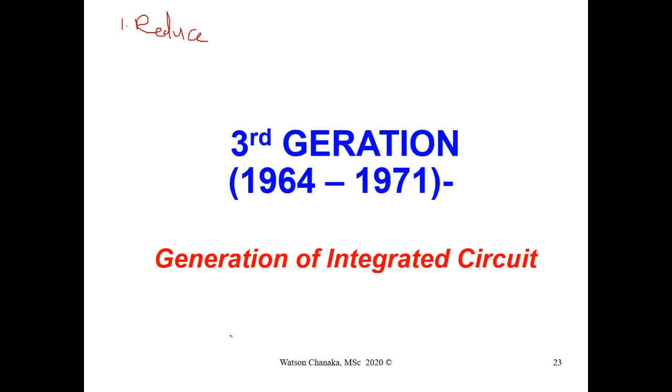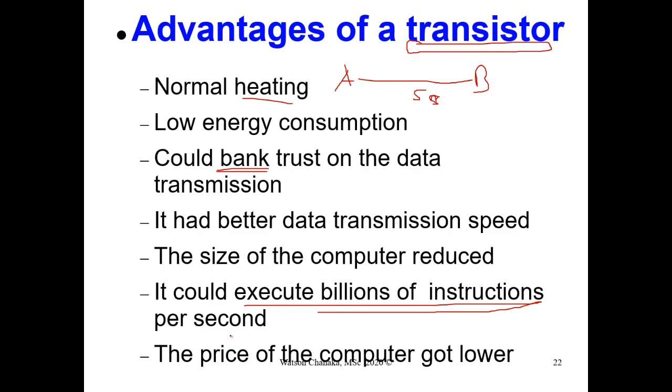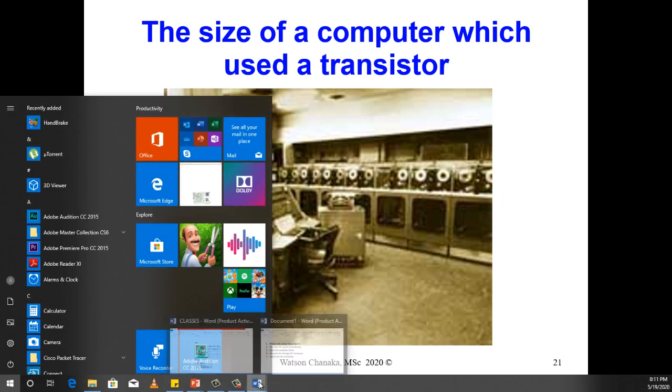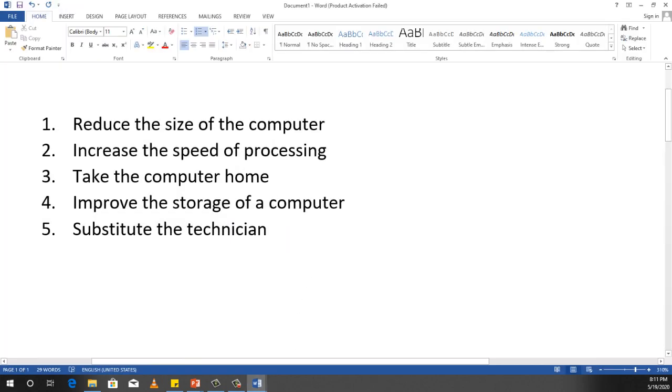Okay, so let's go to the third generation. Or before we go to the third generation, on this second generation, how did they store data? They used what we call a magnetic disk. I think I have to go back to my board.